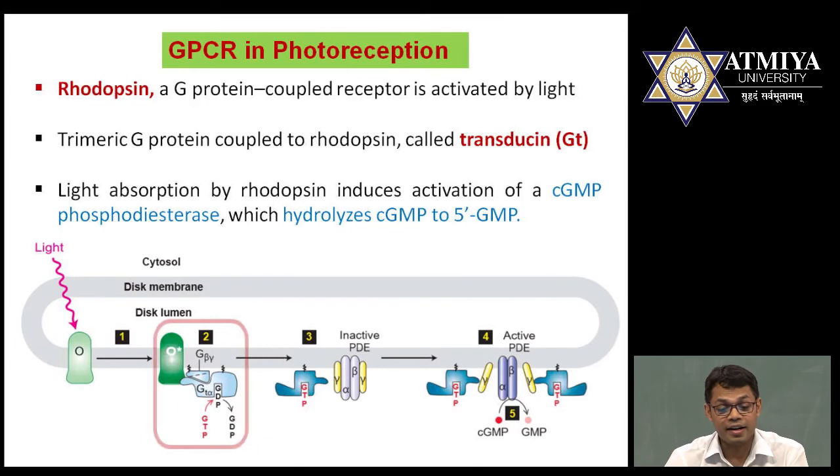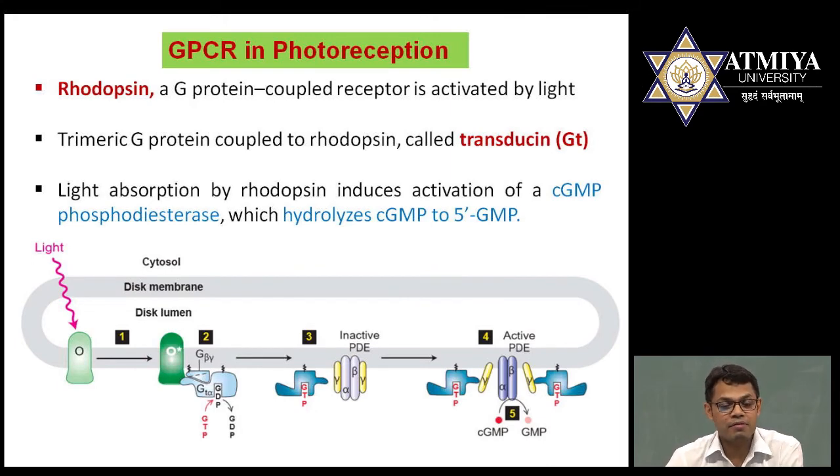How? You can see in the diagram. As I already told you, rhodopsin is a G protein coupled receptor, and this is activated by light. It's a trimeric G protein, which I have already explained. It is also known as transducin or GT, T for transducin. So here I am not using the word GS or GI, I am using the word GT because it is transducin.